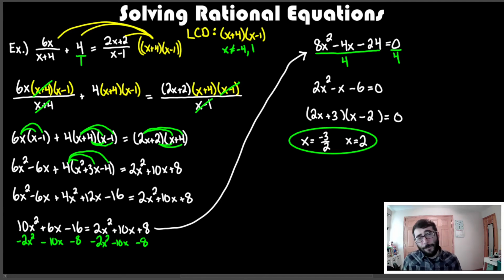But if you're lazy like me, just go ahead and check to see if it makes any of your denominators equal to 0. That's generally where you're going to get your extraneous solutions. And that's solving rational equations, right? Not too bad, not too bad.